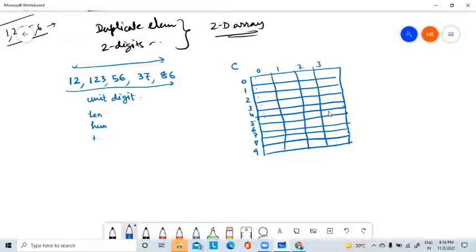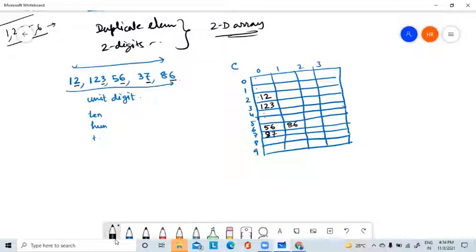So for this 12, what is the unit digit? The unit digit is 2, so I will put it in this position, because I am just putting it, no comparison. Then the next element, 23, the unit digit is 3, so I will put it in this position. Next element 56, the unit digit is 6, so I will put it into this position. Then the next element, 37, the unit digit is 7, so I will put it here. Next element 86, unit digit 6. See, that's why I have taken a 2D array. So I will put it into this position.